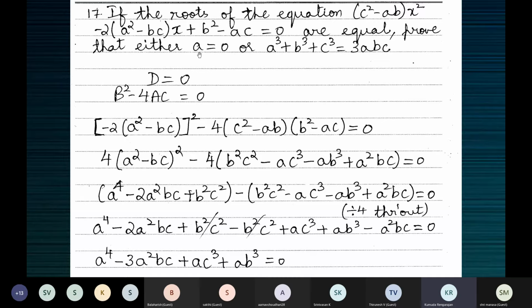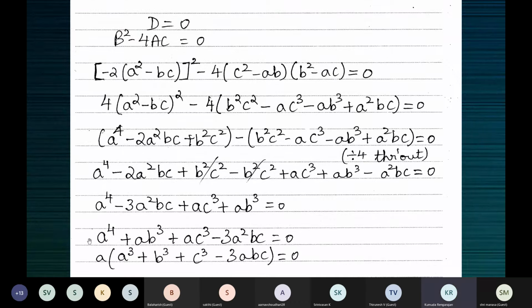When you're asked to find the value of a or the value of x, you should not divide by x throughout. If you have to find the value of a, don't divide by a throughout. Then you will lose one value of a. We've seen this in one of the earlier classes. So you might feel, why don't we divide by a throughout? Don't, because we are trying to find a. So take out a common.